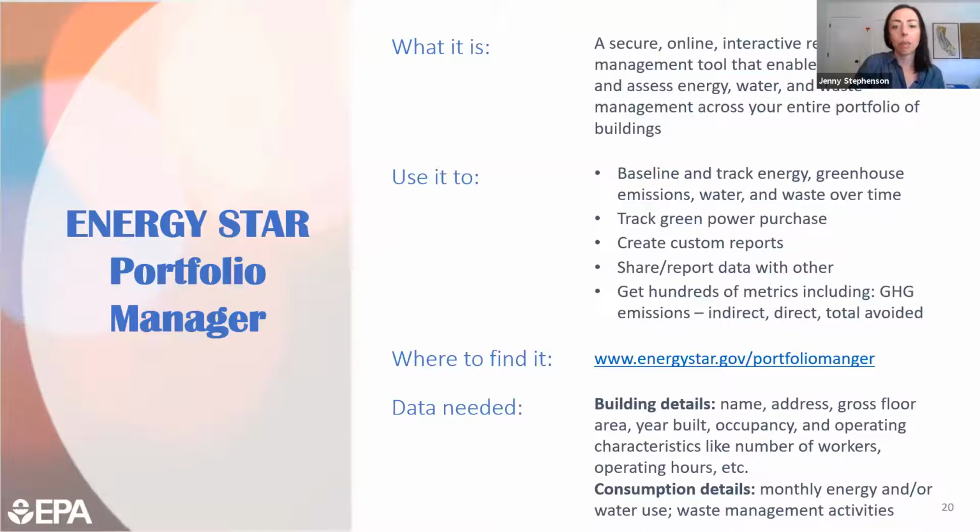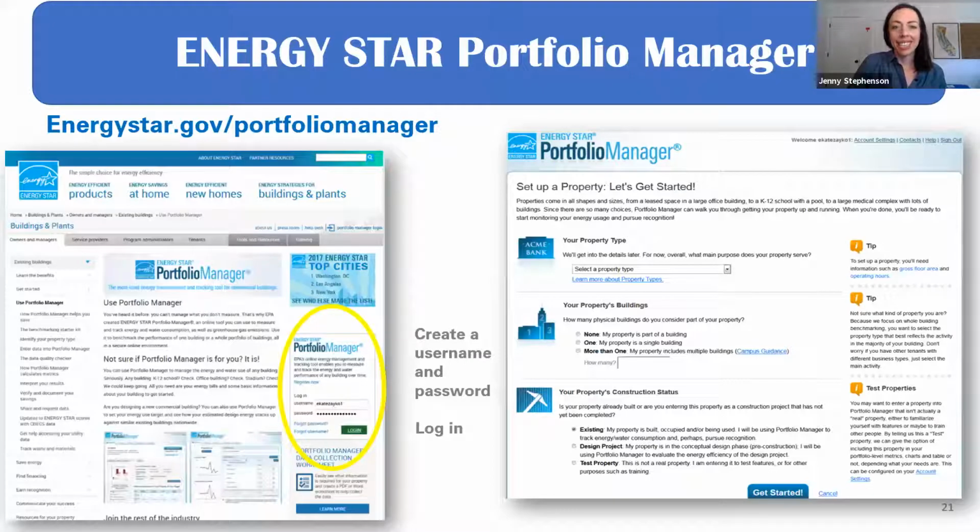To get started, some basic information is just your building details and then your utility invoices. So you can track energy, water, and waste, or you can just start off with energy, however you want to do it. And it's easy to get started. You can create your account in like 3 minutes flat. So here's where it's located, and then just click Register Now to set up your username and password.